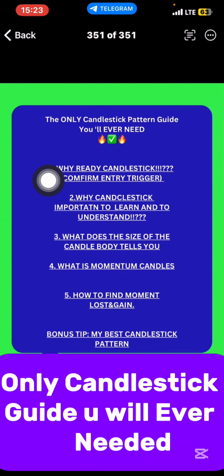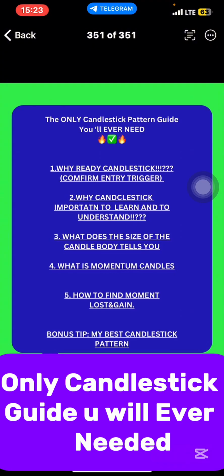So the first thing we are going to talk about is why read candlestick patterns. That is why we are going to talk about the confirm entry trigger, because candlestick is the only candlestick pattern that you can use as an only entry trigger to execute your trading decision.